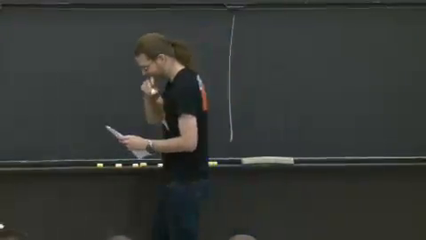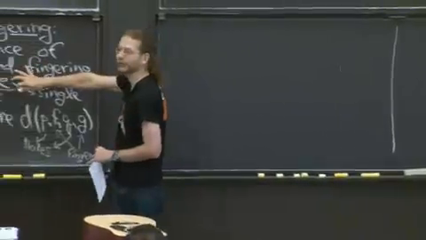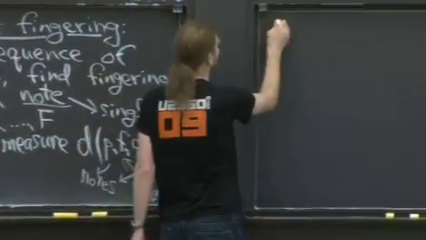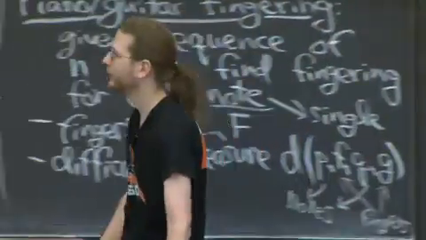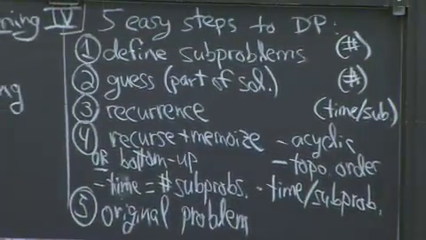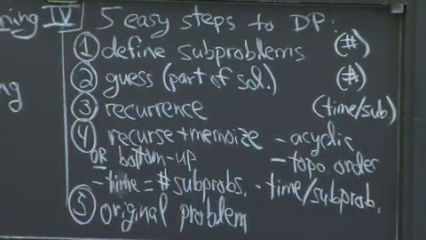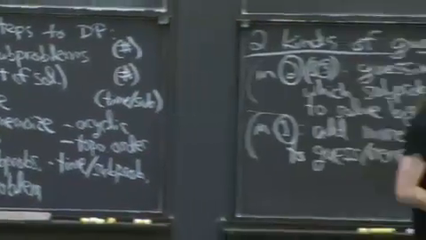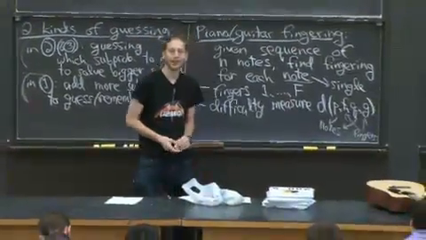So let's solve this with dynamic programming. Okay, that's the cool thing. So we can do it, and we follow our 5-step procedure. The first thing is to define subproblems. What are the obvious subproblems for a setup like this? Or what are the 3 obvious candidates?